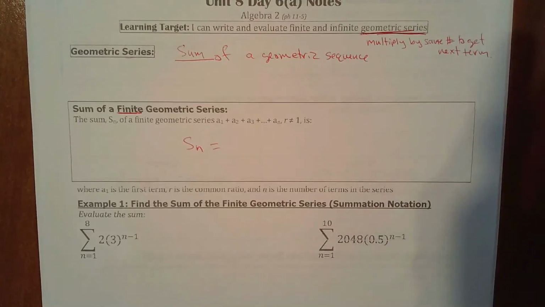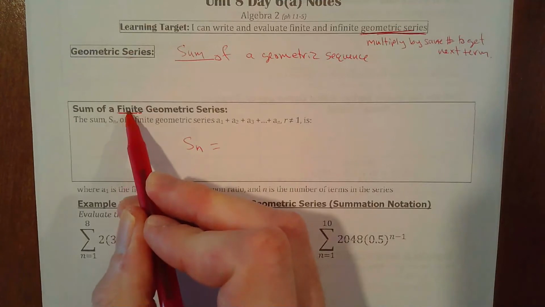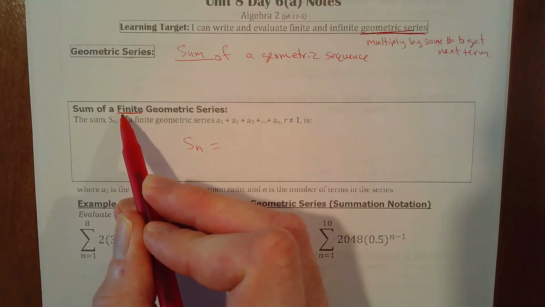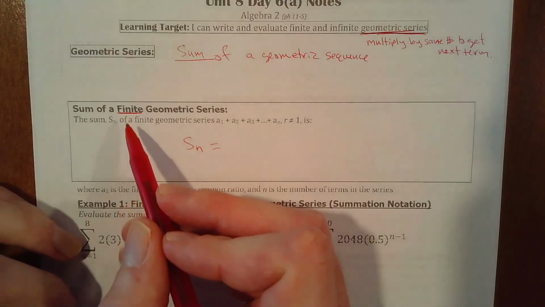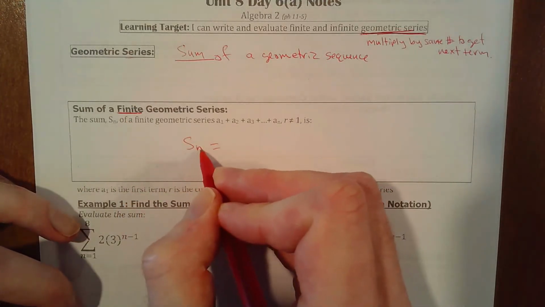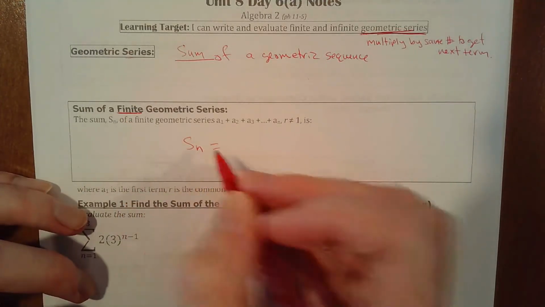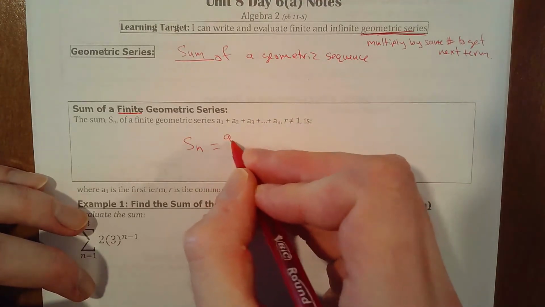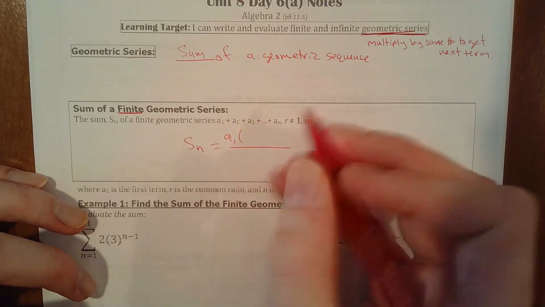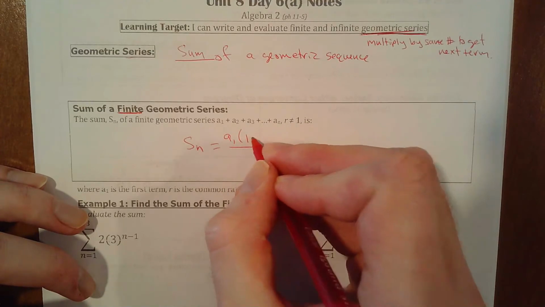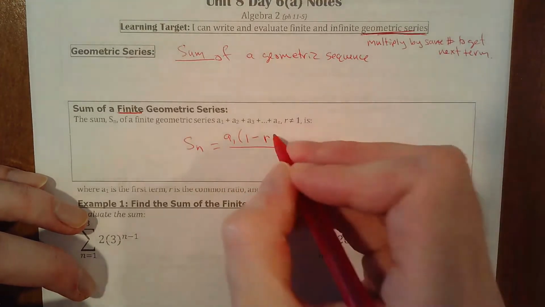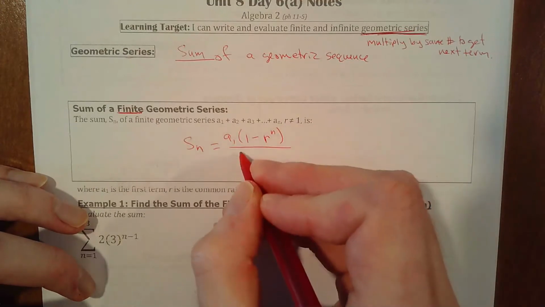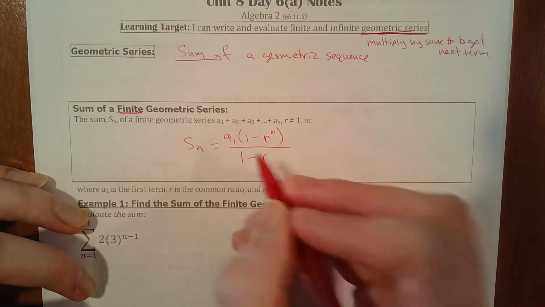Just like with arithmetic, there is a shortcut for adding them up. As long as it is a finite series, meaning there's a first term and a last term, so there's a set number of terms, then the sum of the n terms is a sub 1 times, and then 1 minus the common ratio to the n power, divided by 1 minus the common ratio.